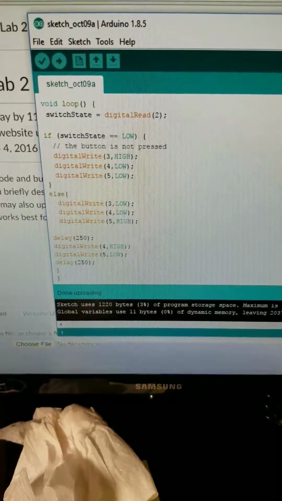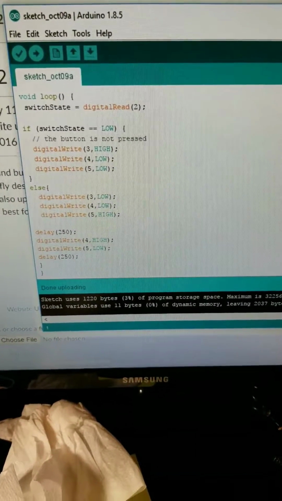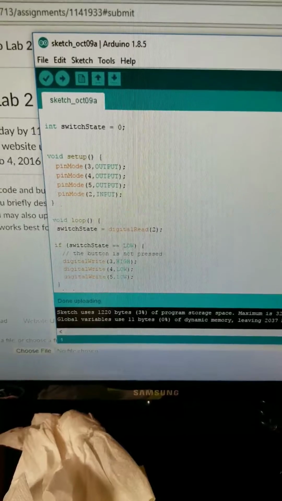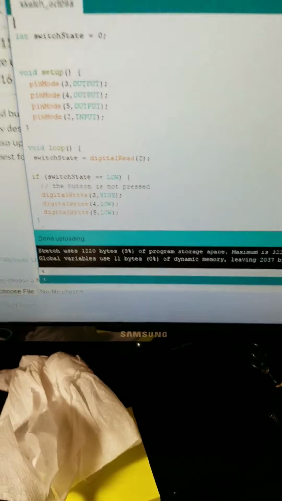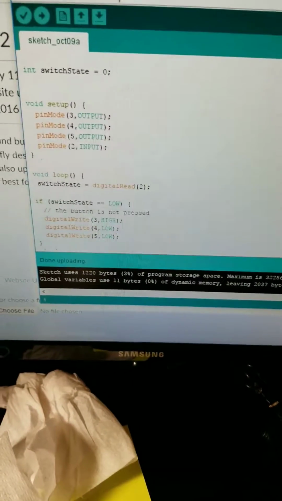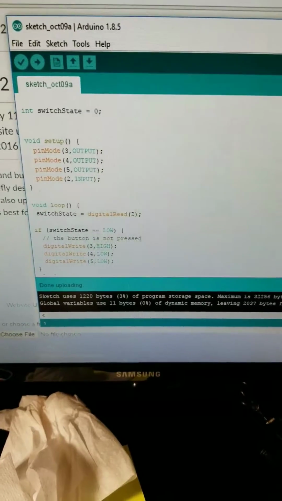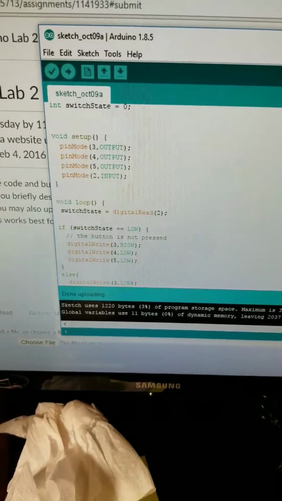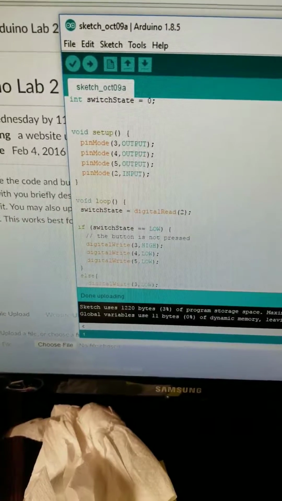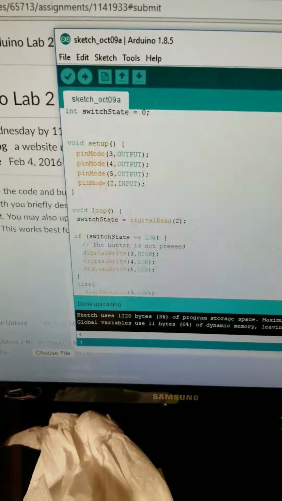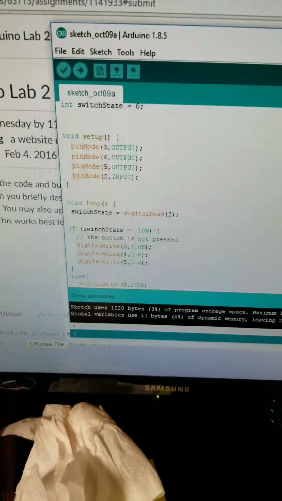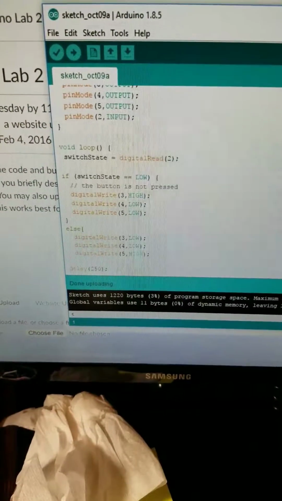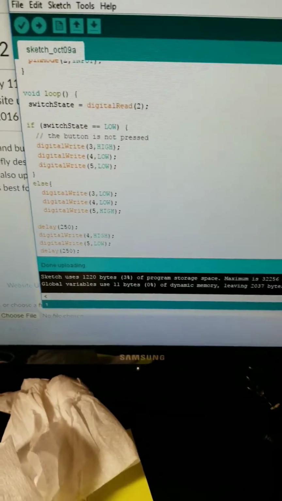So we wrote the code, this is in the top. Started out writing the switch state with the 0 integer, because really we didn't use that in this lab. Then with the setup, we declared which pins would be inputs and outputs, and pin 2, our switch, has the power, so that's the input, and the rest are all outputs.